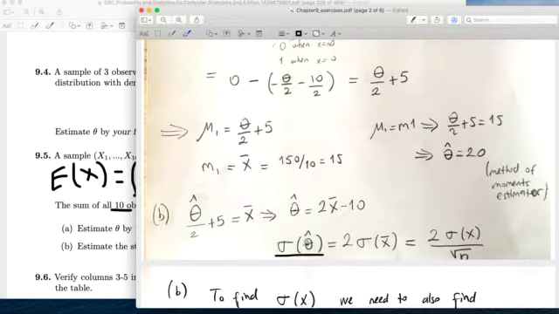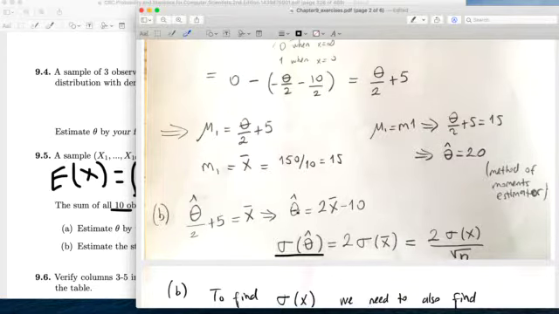What is the standard deviation of theta hat? In order to figure this out, we can write theta hat in terms of x bar. In order to estimate theta hat, we use this equation in part A, right? Theta divided by 2 plus 5 was x bar. This is what we used here in part A.